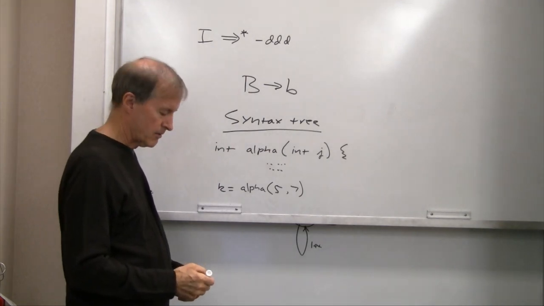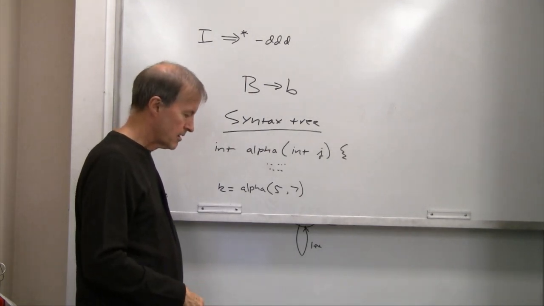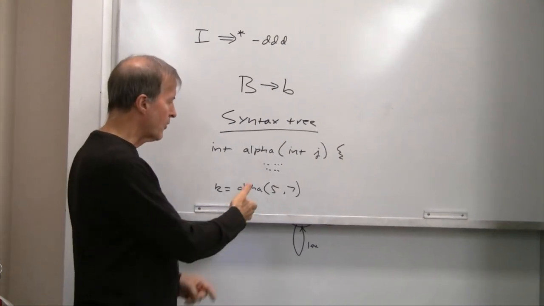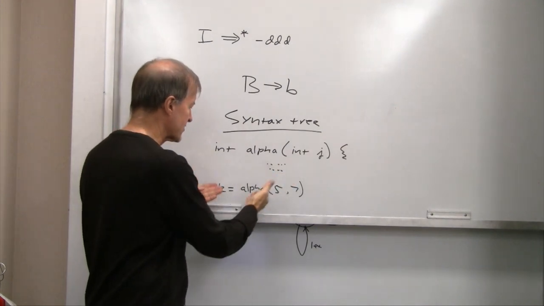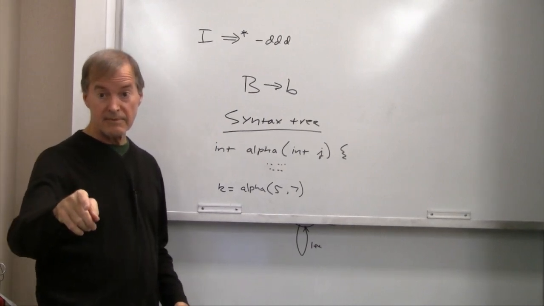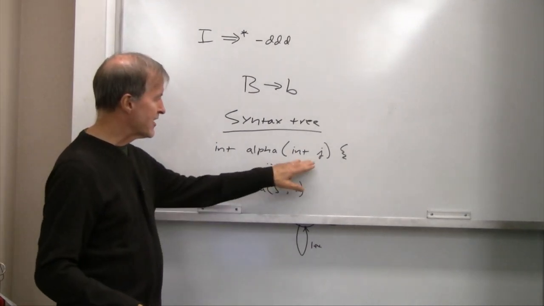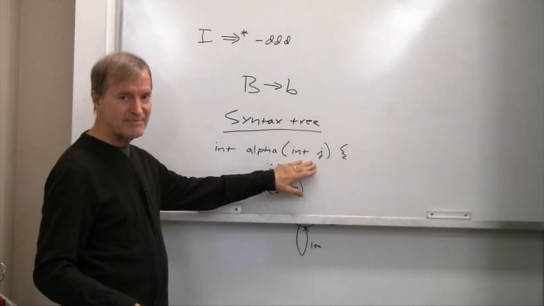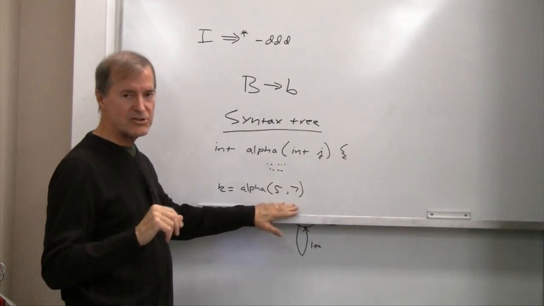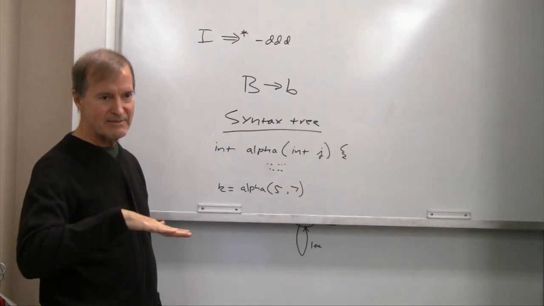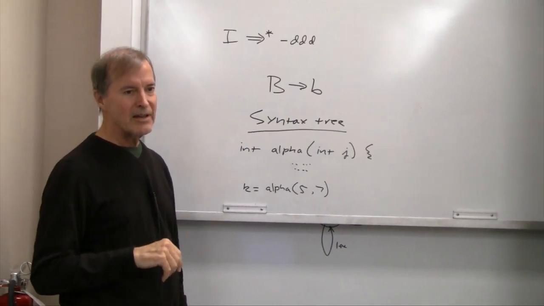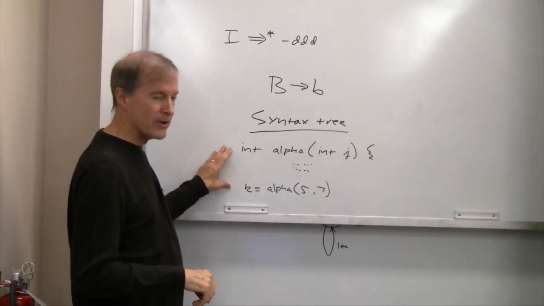What should happen? If you were to write a program and you define alpha this way and you do k gets alpha(5, 7), what will happen? There are more arguments than parameters. Which is actual and which is formal? You only have one formal, but you have two actuals. So what will the compiler say? Will it compile, yes or no? No, it won't.